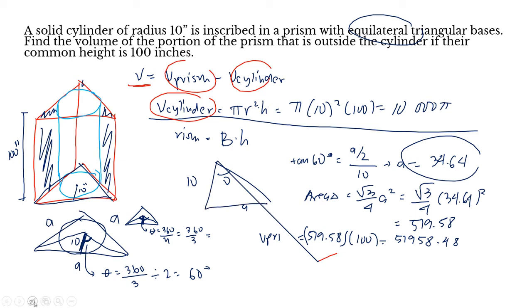Pero, ingani siya ha, volume is just equal to volume sa prism minus volume sa cylinder. Pila man dapat, class? So, 51958.48 minus 10,000 pi. Pila ang volume of the prism that is outside the cylinder? Pila, class?